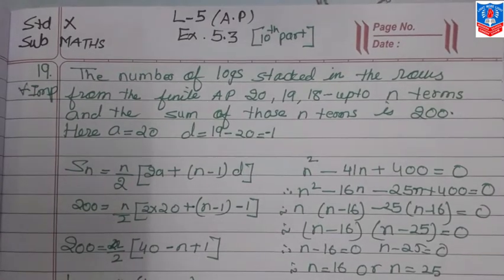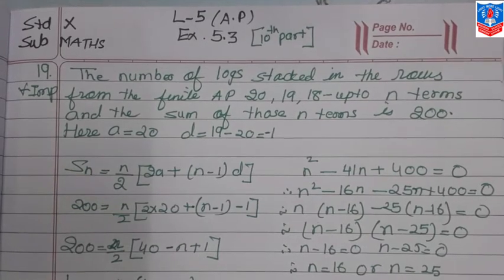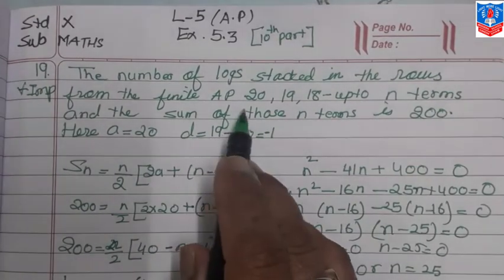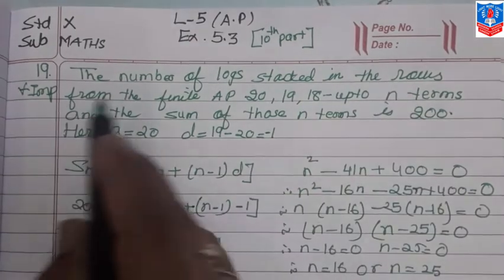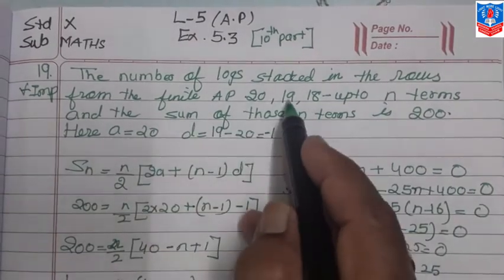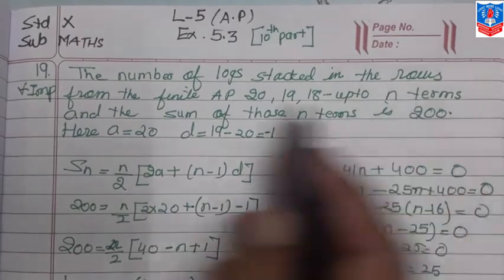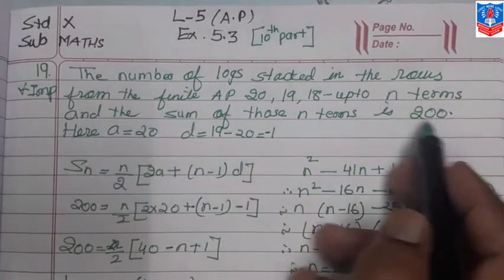Now children, question number 19. 200 logs are stacked in the following manner: 20 logs in the bottom row, 19 in the next row, 18 in the next row next to it, and so on. See the given figure. In how many rows are the 200 logs placed and how many logs are in the top row? The number of logs stacked in the rows forms an AP: 20, 19, 18, up to n terms, and the sum of those n terms is 200.